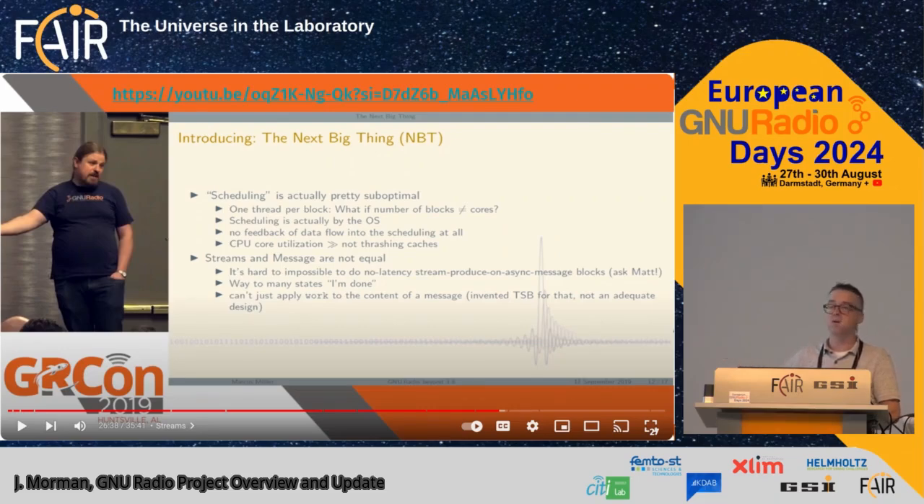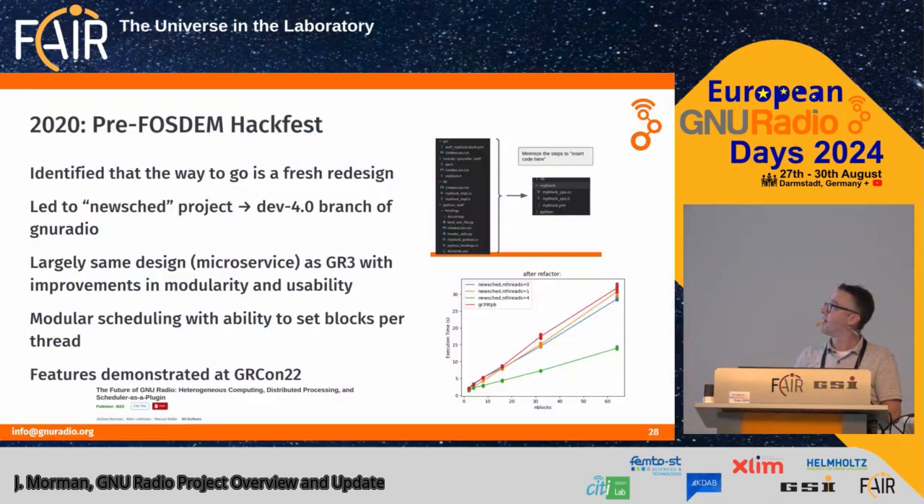So this was 5 years ago. At the next FOSDEM, several of us got together. This was at ISA in Nordvik, and really the conclusion going into that was we're going to have to build something from the ground up in order to untangle the scheduler, to do something more modular. And so this led to what we had called for a long time the New Sketch project. It eventually became the Dev 4.0 branch on GNU Radio. So this was generally the same design as GR3, just broken up, more modularized, and then some improvements in usability as well.